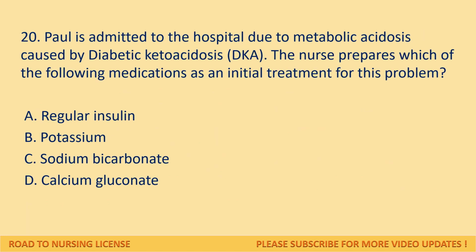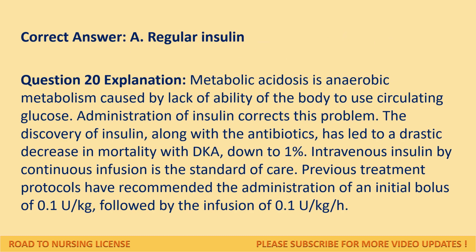Question 20. Paul is admitted to the hospital due to metabolic acidosis caused by diabetic ketoacidosis, DKA. The nurse prepares which of the following medications as an initial treatment for this problem? A. Regular insulin. B. Potassium. C. Sodium bicarbonate. D. Calcium gluconate. Correct answer, A. Regular insulin.